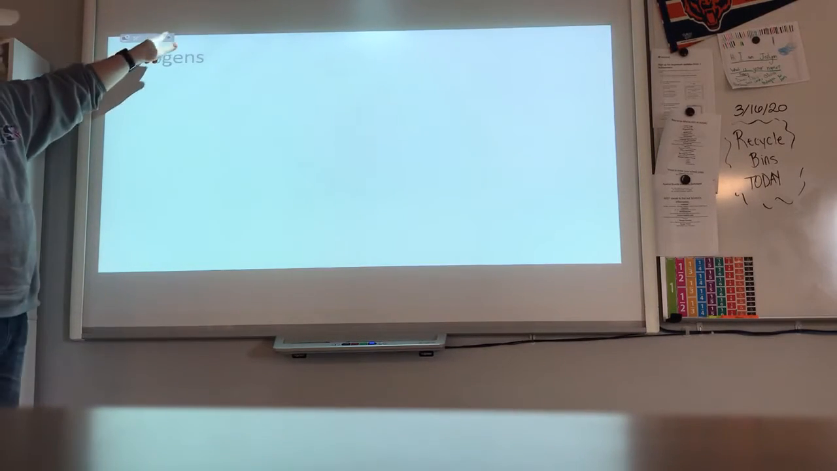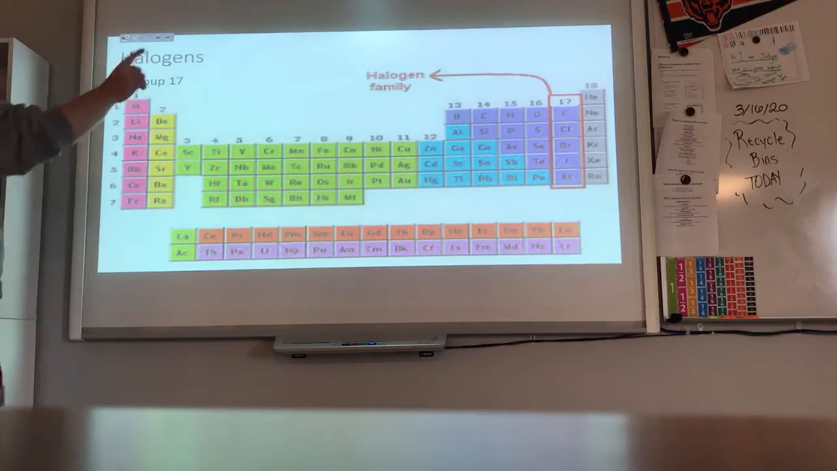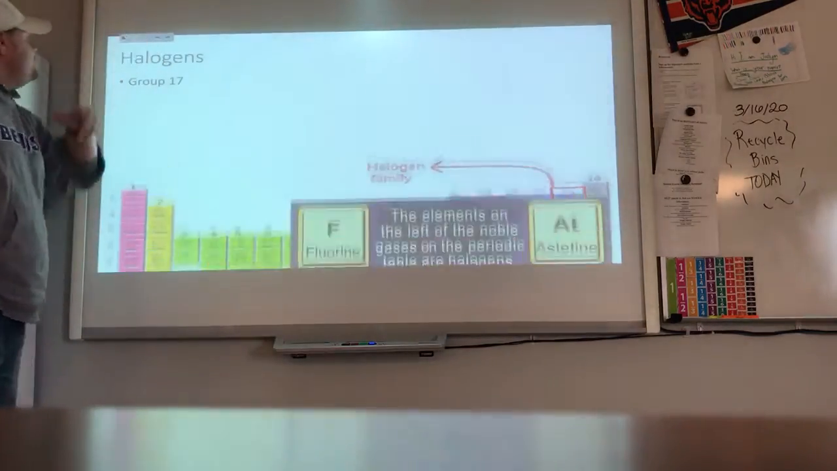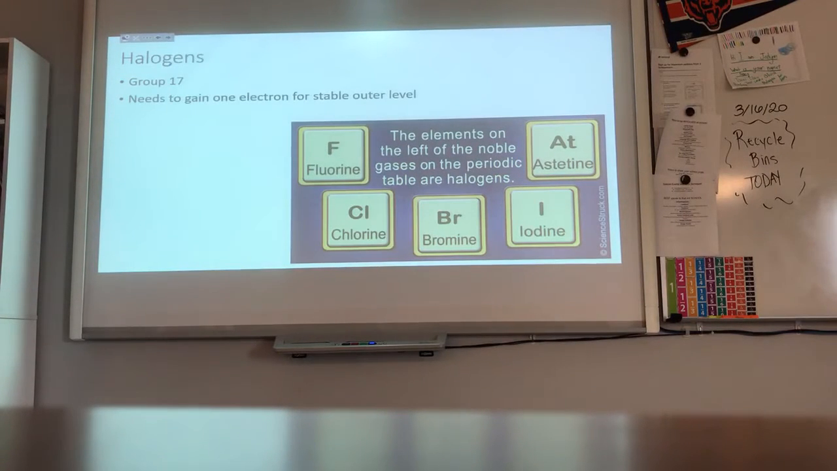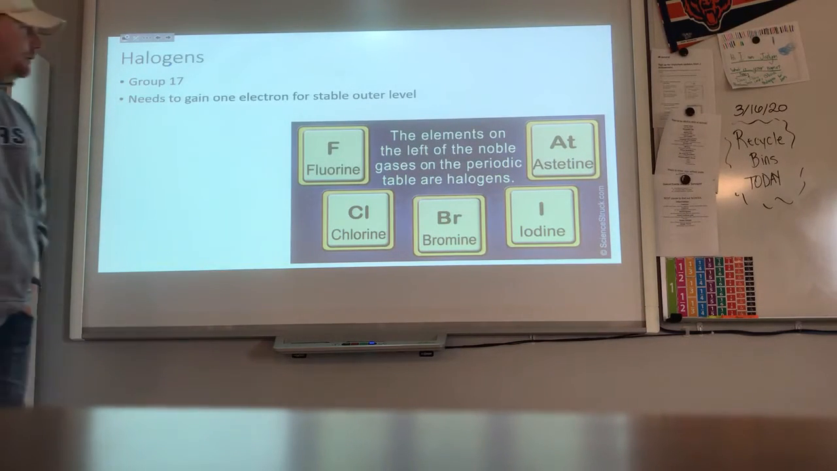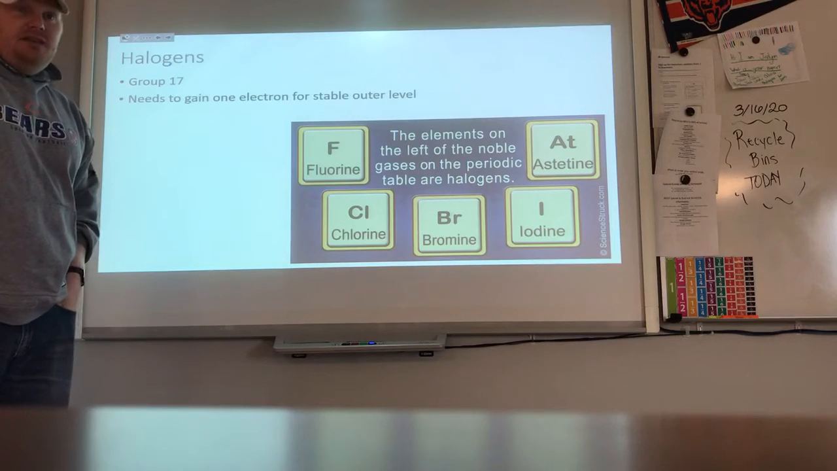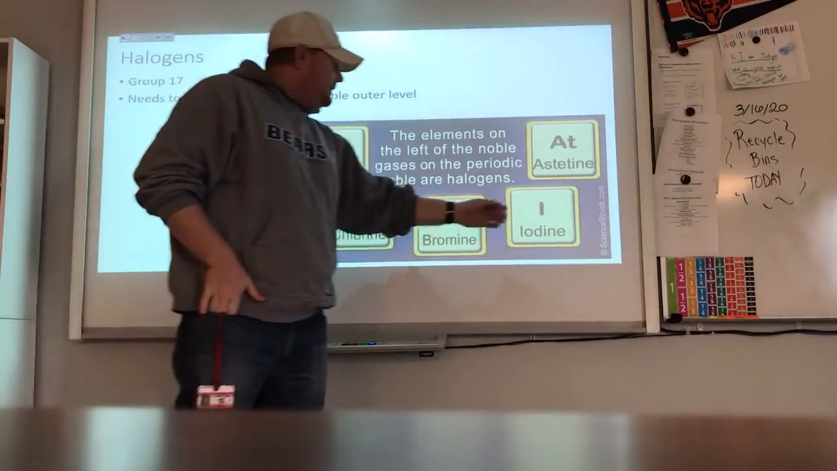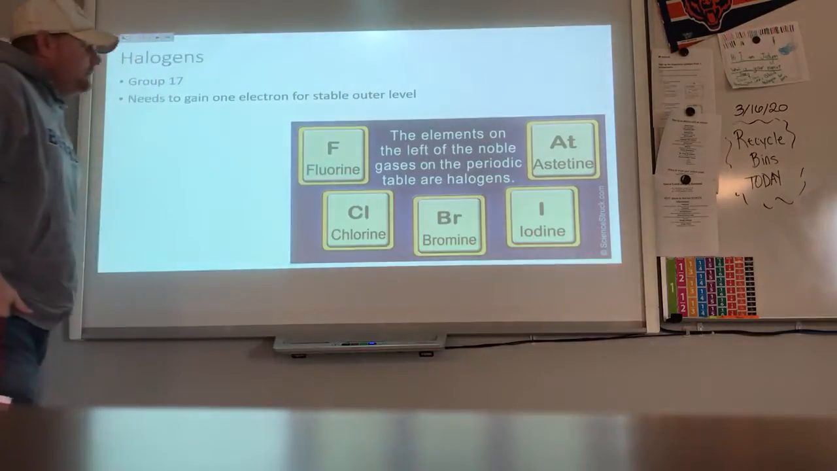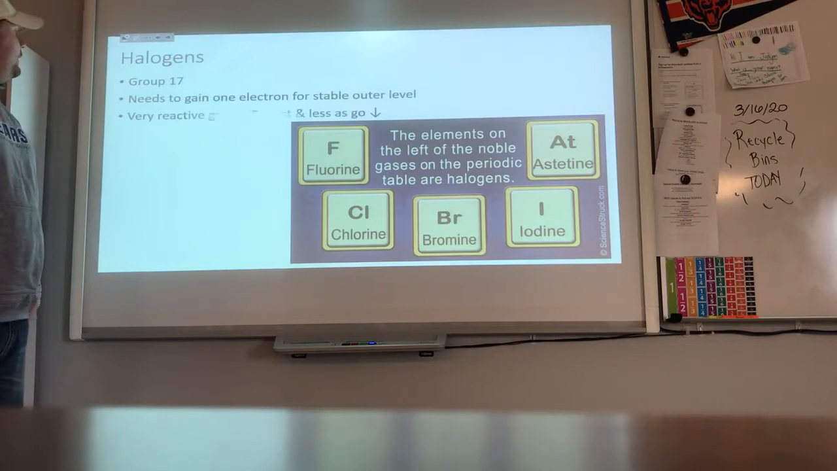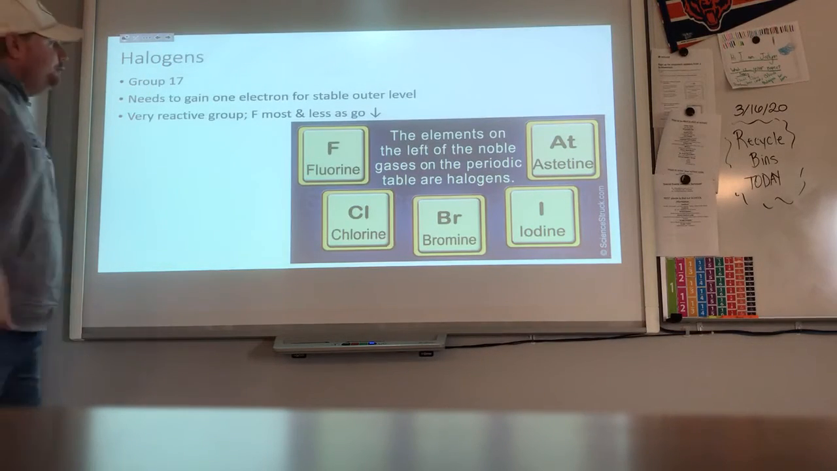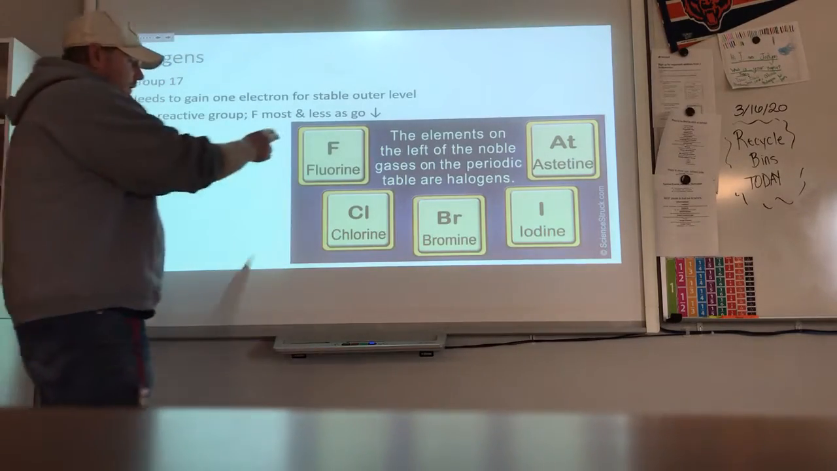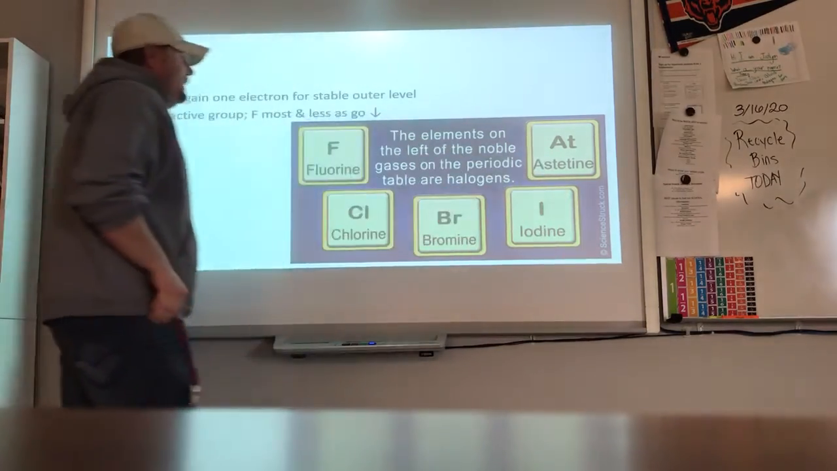Halogens. Halogens are that second group, group 17. With halogens, we need to gain 1 electron for them to have a stable outer level. That means they have 7 in their outer level. They need to get 1 more. They are fluorine, chlorine, bromine, iodine, and astatine. They're a very reactive group. Fluorine being the most reactive, and they get less reactive as they go down.